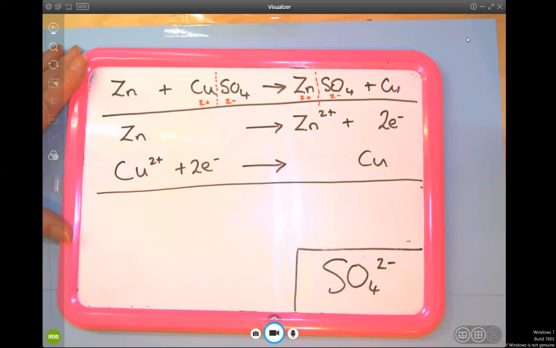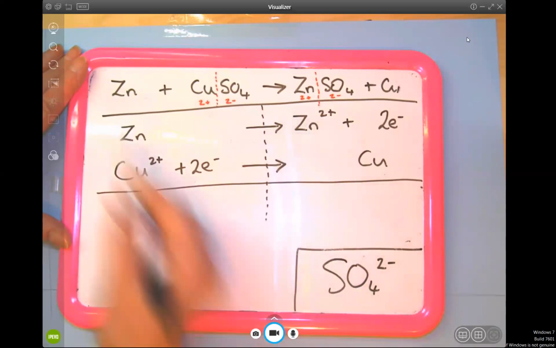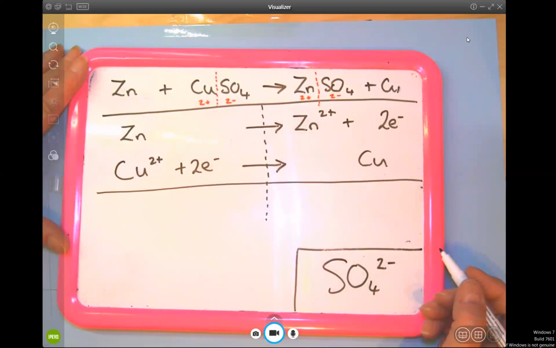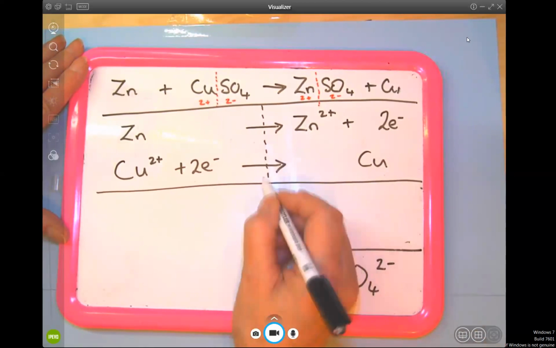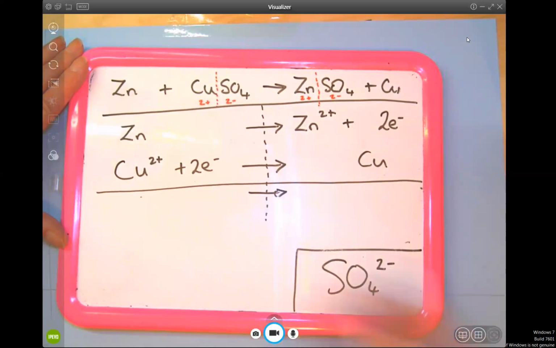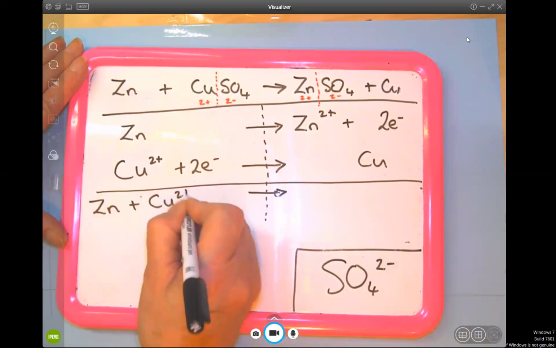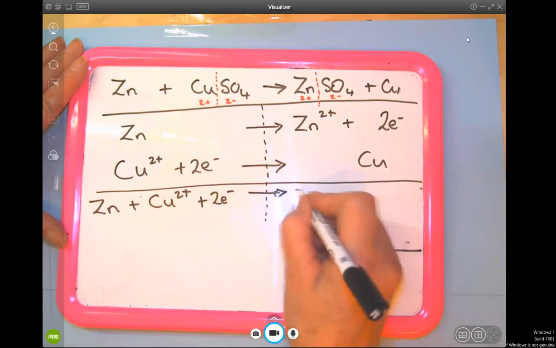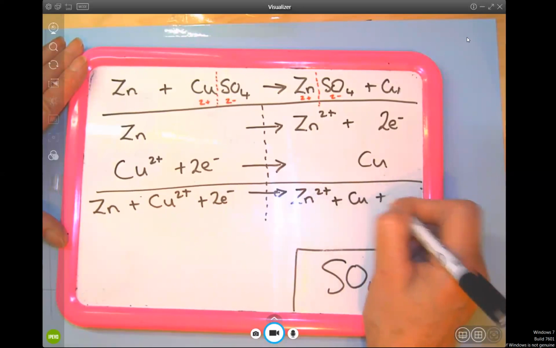Now I can add them together to find the ionic equation. We've used the full equation to give us 2 half equations, and then we use the 2 half equations to give us the ionic equation, the one that only contains the things that change. I'm going to keep everything on the reactant side of the arrow on the reactants, and everything on the product side on the products. So I've got zinc and a copper 2+ ion and 2 electrons on the reactant side. On the product side, I've got a zinc 2+ ion plus a copper atom plus 2 electrons.